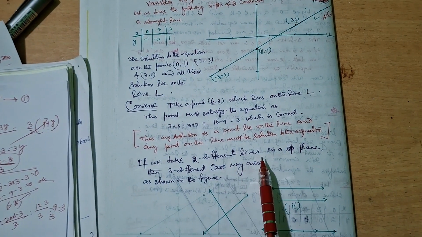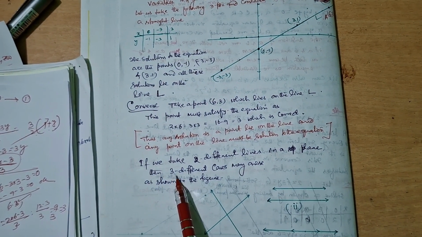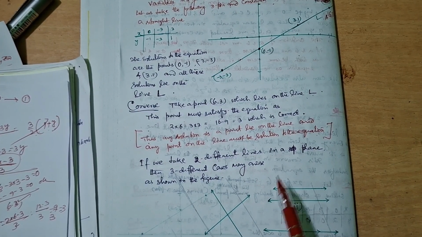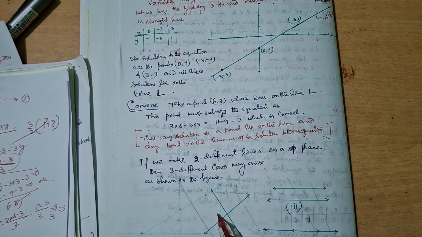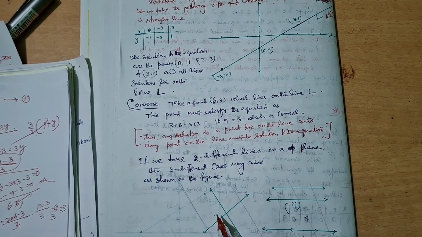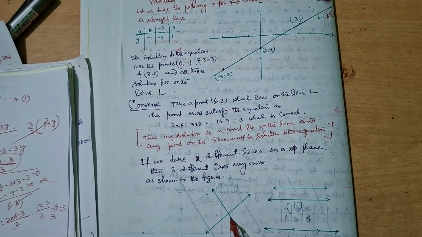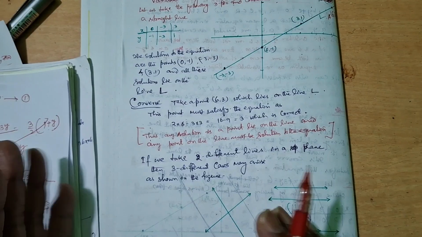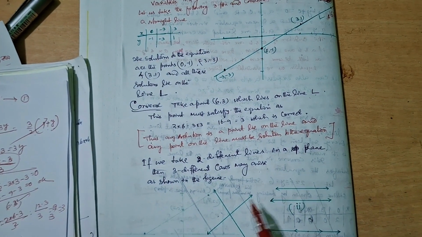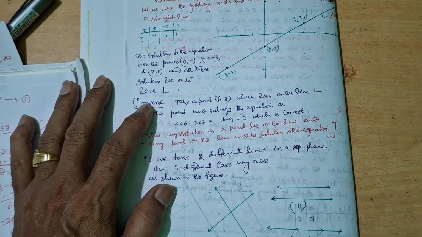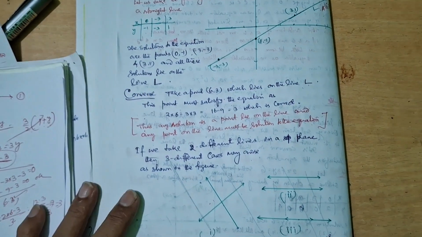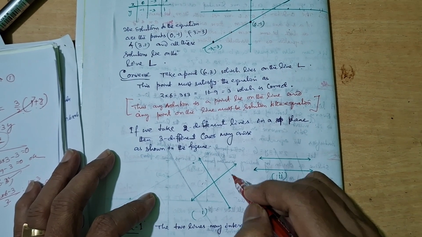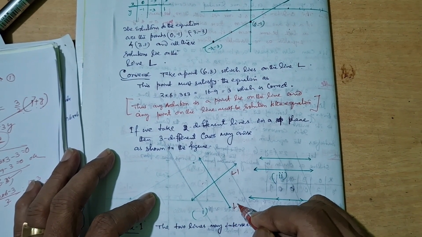If we take two different lines in a plane, then three different cases may arise, as shown in the figure. Any linear equation in two variables always represents a straight line. So any two equations will represent two straight lines. So what will be the pattern of the two straight lines? Either it may be this, another one will be this. It is L1, it is L2.